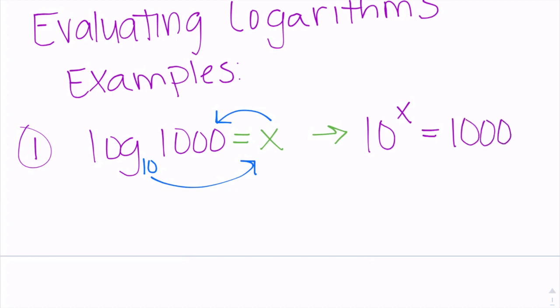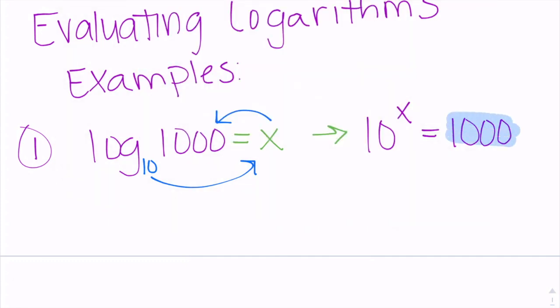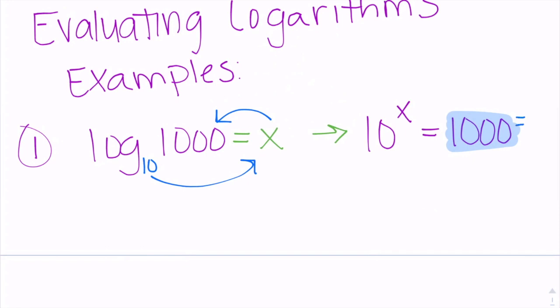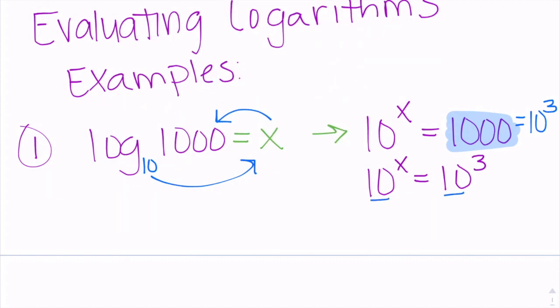So now we're going to take a look here at 1,000, because we can write 1,000 as being equal to 10 cubed. So we're going to rewrite our equation to be 10 to the x equals 10 cubed. And now that our bases are the same, so we have 10 and 10, we can ignore the bases, because if we have 10 to some power equals 10 to the 3rd power, that some power needs to be 3, and we're going to say x equals 3, and that's our final answer.